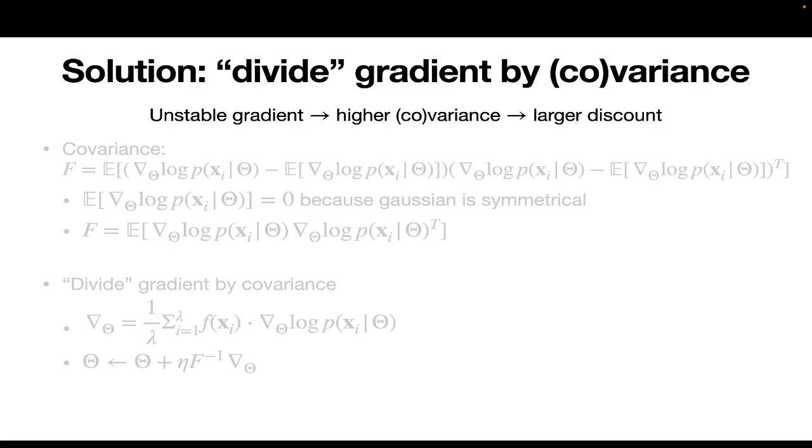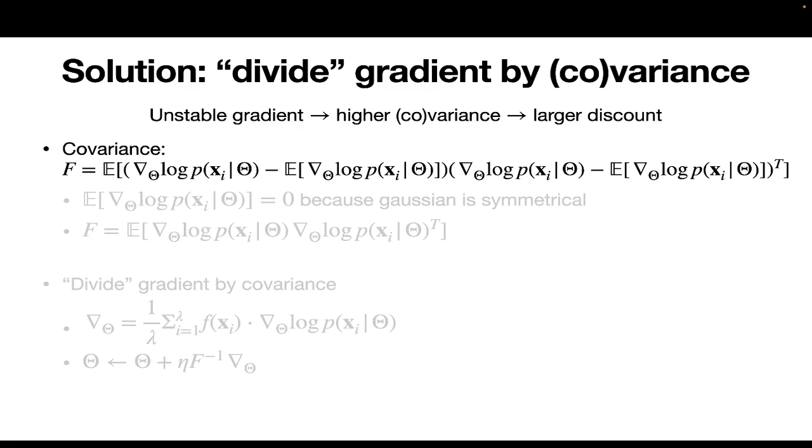The high-level idea here is that we want to compute the variance across the gradients at each xi, and then we divide the overall gradient by that variance. So when the gradients are unstable, the variance is going to be high because, as we just saw, they change a lot across each xi, and thus the discounted gradient is going to compensate for that instability because it is divided by a larger term.